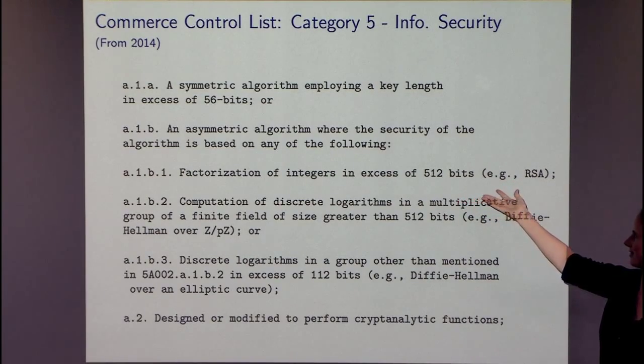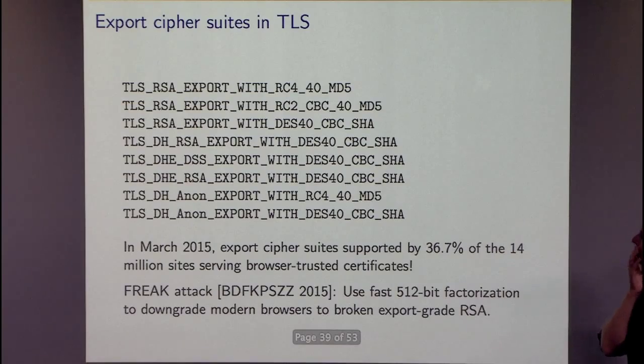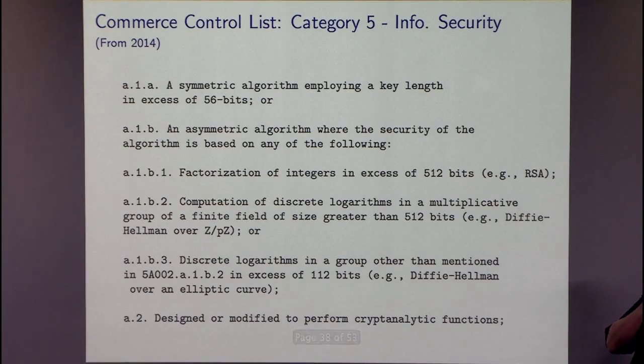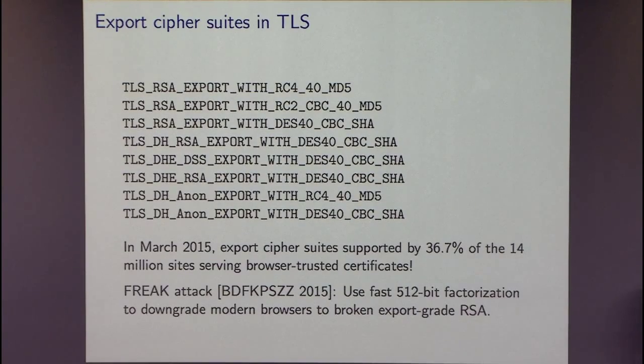Factorization of integers in excess of 512 bits. Discrete logs of larger than 512 bits. This is still active. So you can export lattice cryptography. That's okay. Discrete logarithms in any group. Well, yeah, I guess it doesn't say any discrete. Yeah, so lattice is good. Okay. You should be careful. It might end up on the list. If you succeed, it will end up on the list.